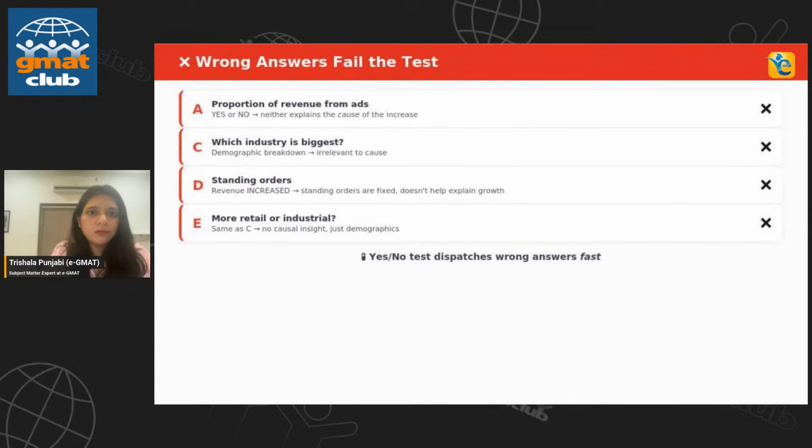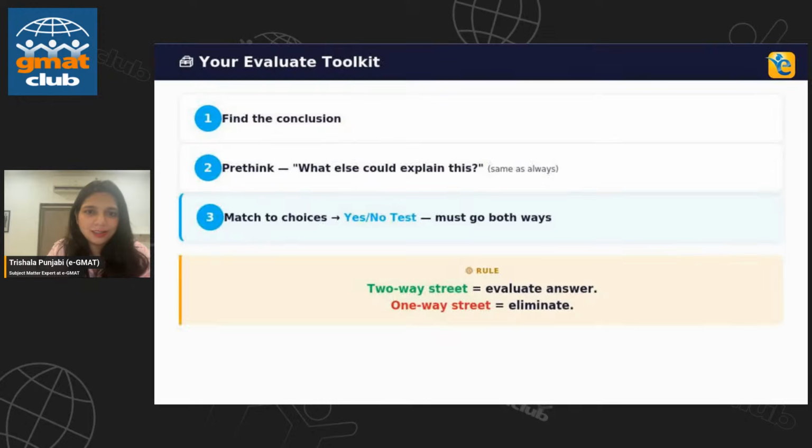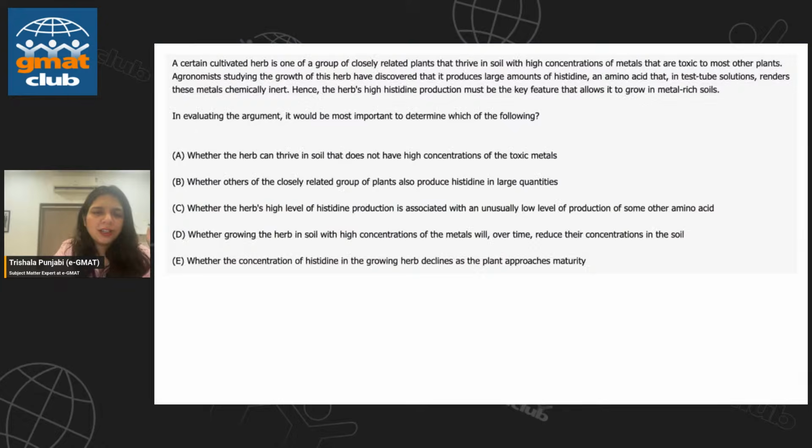Okay, I hope this is clear to everybody. Essentially, all of this is the same family: assumption, weaken, strengthen, evaluate. Assumption, you name the gap; weaken, you break the gap; strengthen, you fill the gap; and evaluate, you test the gap. That's it. So this is your evaluate toolkit, and let us do this question.